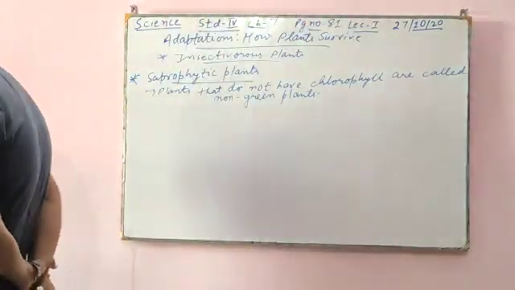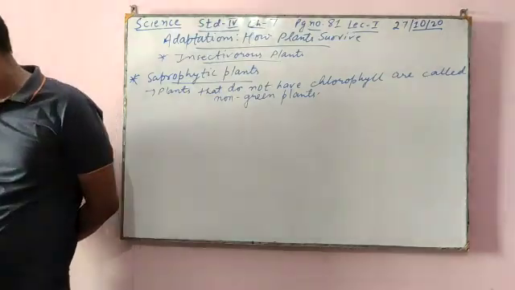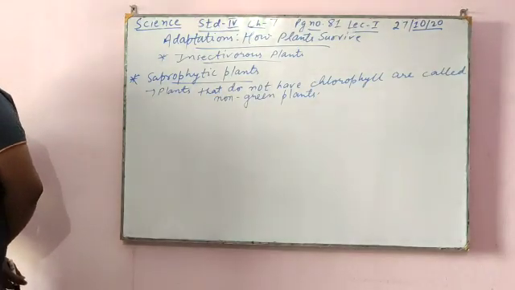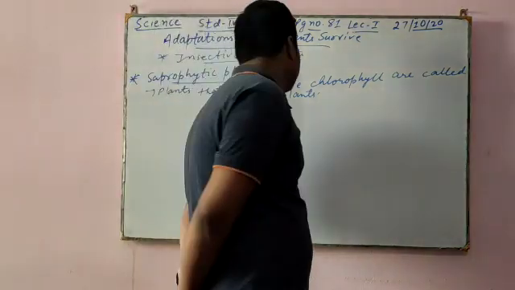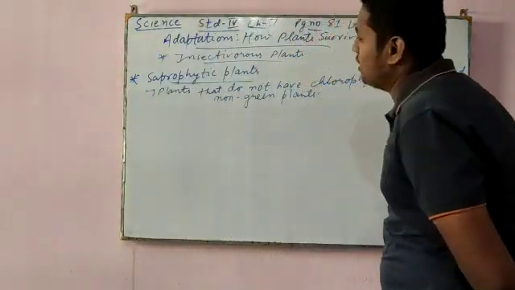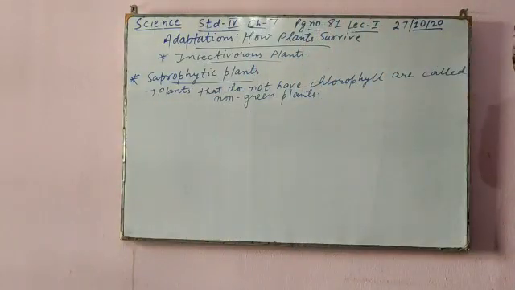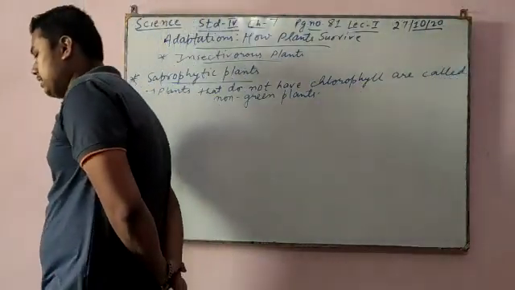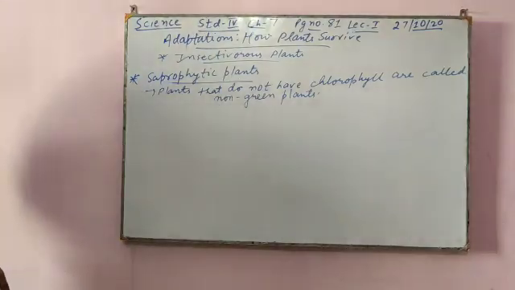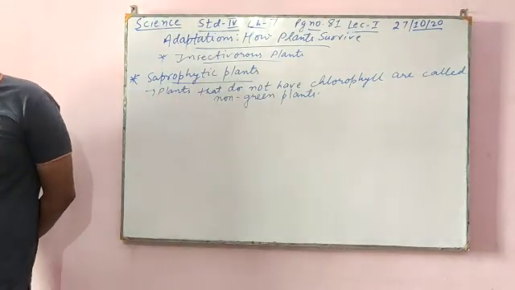Now some non-green plants get nutrients by absorbing them from dead plants and animals. Then how do they get nutrients? These plants absorb nutrients from dead plants and dead animals, and such plants are called saprophytic plants.